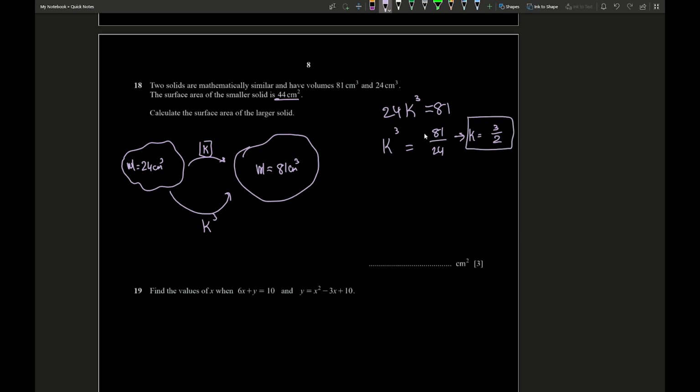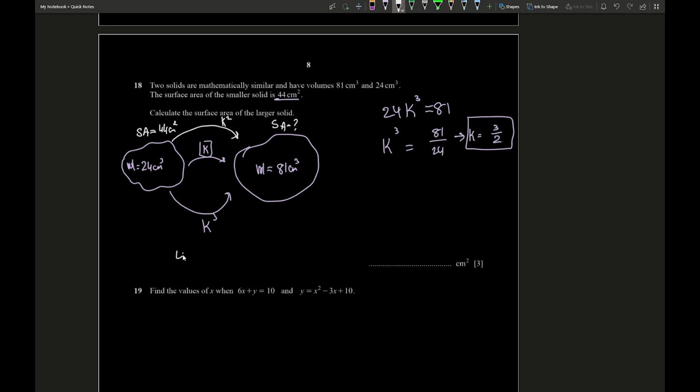Now, we were also told that the surface area of the smaller solid is 44 centimeter squared, and we want to find the surface area of the larger one. As we said, we have multiplied all the side lengths by scale factor k, which is 3 over 2. What happened to the surface area, though? Well, the surface area has been multiplied by a scale factor of k squared. So volume is k raised to the power of 3, side length is k, and surface area is k squared.